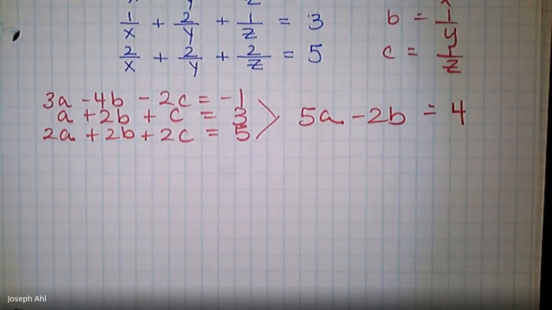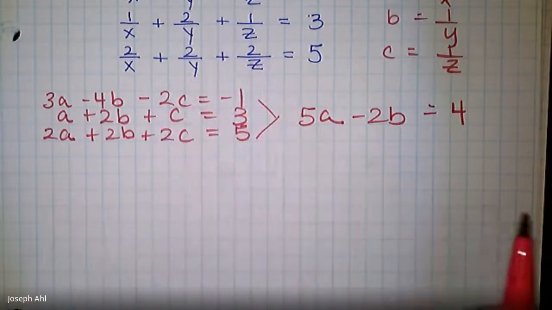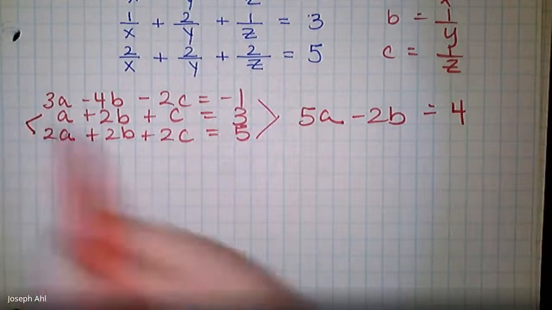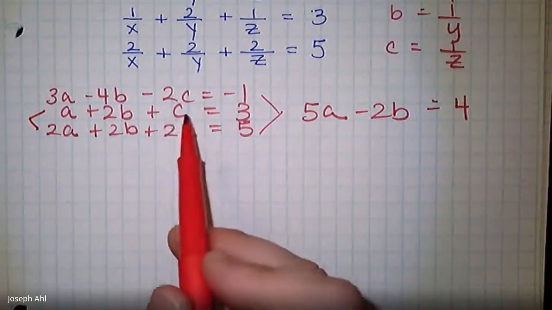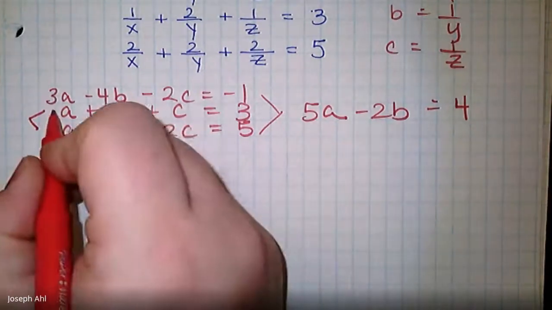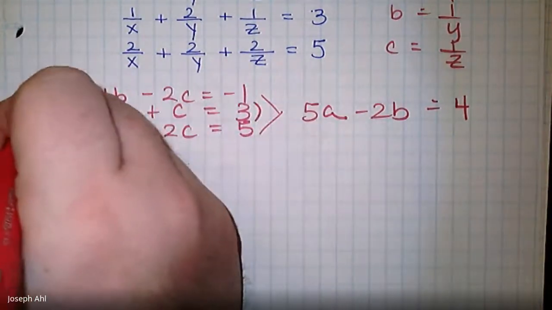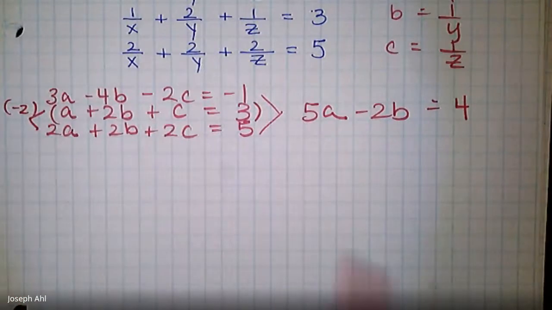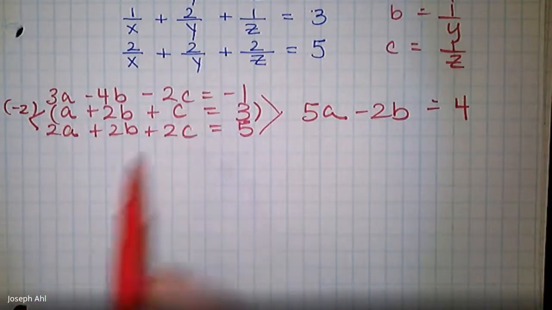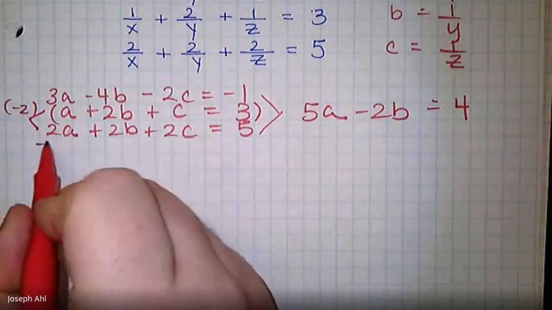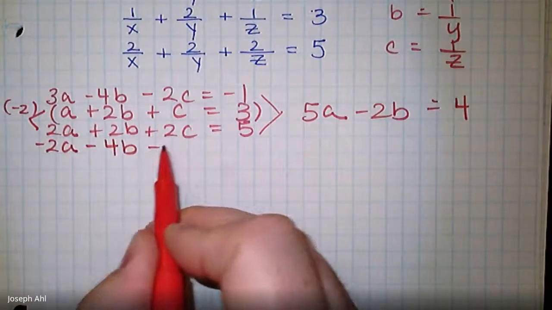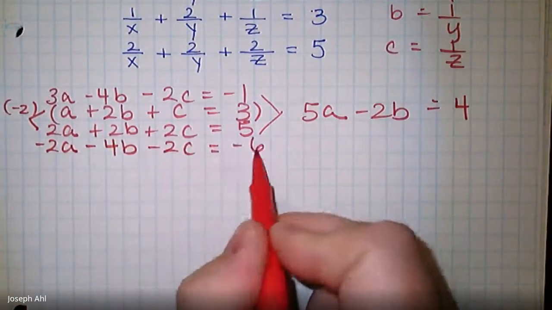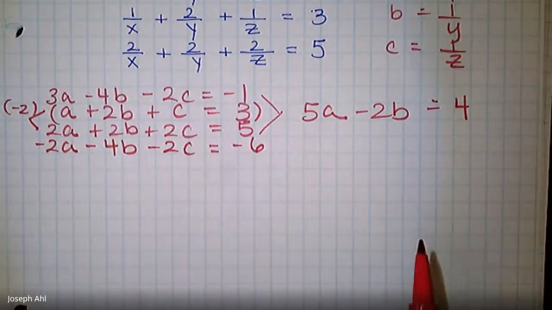Okay, so then we would just want to choose another pair and also eliminate the variable c. So maybe I'll choose the second and third equations. If this one has 2c and this one just has c in it, we have to multiply the second equation by negative 2, such that we can then eliminate the variable c when I add these two together. So that would be negative 2a minus 4b minus 2c is equal to negative 6 on the other side. Make sure you carefully do this.